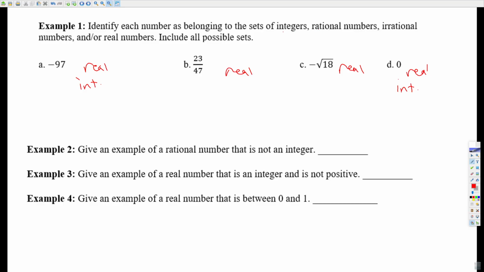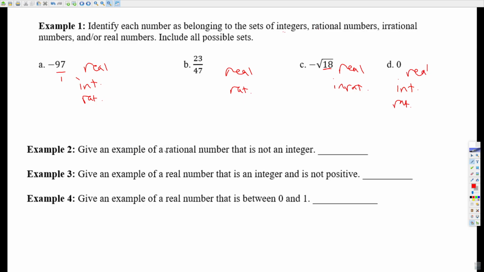Rational, well, if it could be written as a fraction, for instance, this could be written over 1, that would be rational. This is a fraction, rational. If you put that in the calculator, you get a really nasty decimal. This is not going to be a rational number. This one could be rational as well. Irrational numbers, well, anyone that you said rational to, they can't also be irrational. So the only one I think is irrational, if you put that in the calculator, is the negative square root of 18. Irrational. And that would be all of them, right? We did integers, rational, irrational. So you can belong to more than one set.